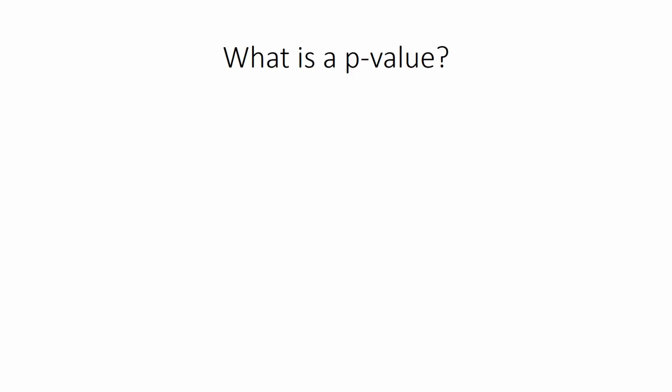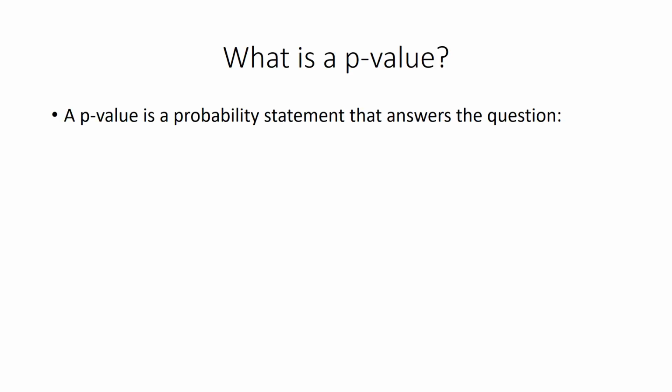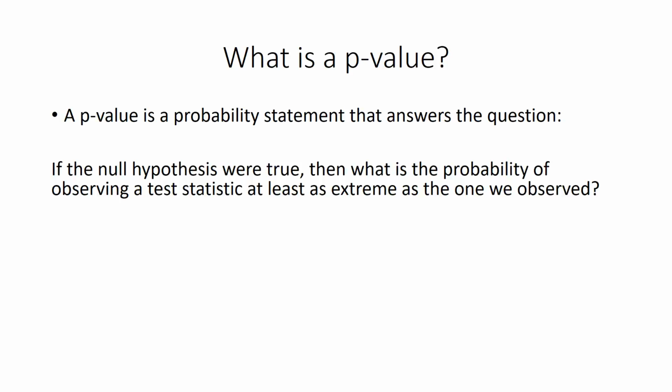So some of you may be asking, and this is a very good question, if you're still confused, it's okay, what is a p-value? A p-value is a probability statement that answers a specific question. And that question is, if the null hypothesis were true, then what is the probability of observing a test statistic at least as extreme as the one that we observed? So basically what we're saying is, if our null hypothesis is true, does our test statistic match with our known dispersion of the data using the normal curve? Or is it outside of what we would expect with that normal distribution and with that known distribution?